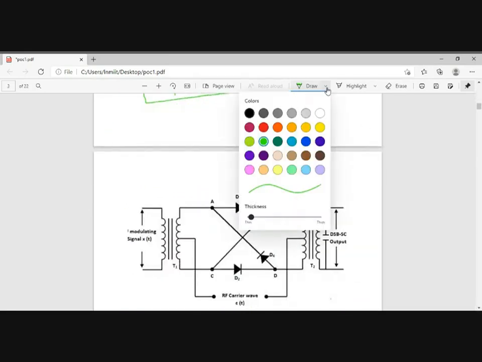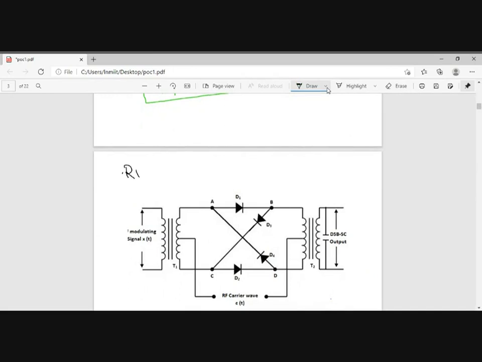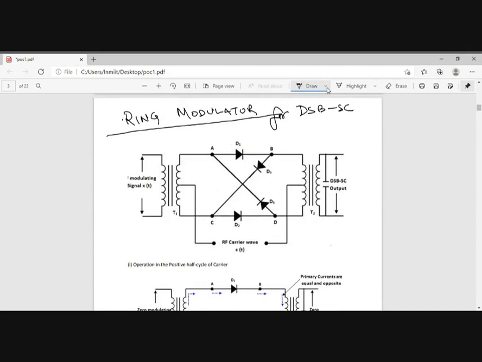The second type of modulator that is available is known as the ring modulator. A ring modulator, because we are using a ring structure of diodes here. So this is also for DSB-SC. We are in the course of DSB-SC, ring modulator for DSB-SC. Okay, so this is a structure for the DSB-SC ring modulator. We have used a center tap transformer, and we have used a ring rectifier, whatever you want to call it. And this will be generating DSB-SC output at the output side.